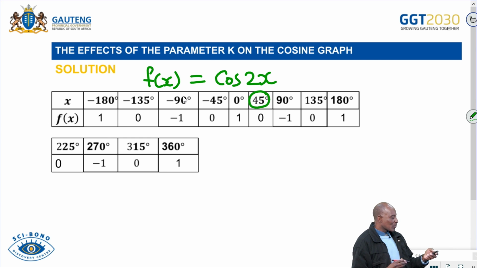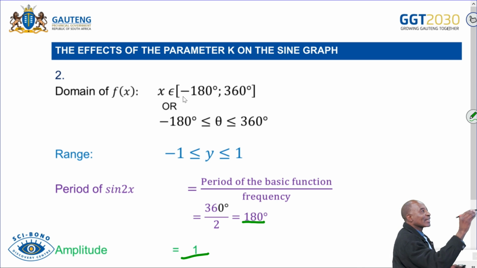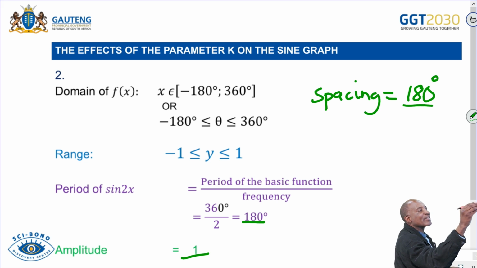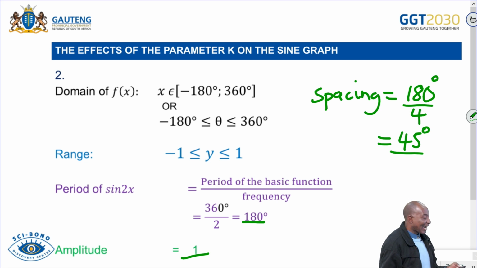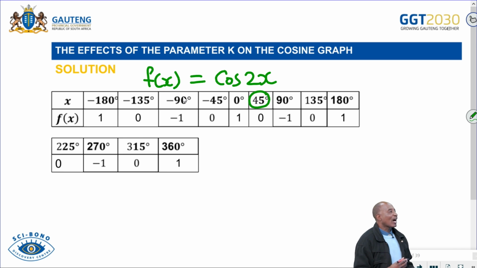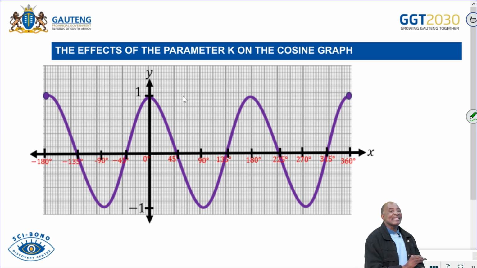Maybe I must go back and quickly explain why you use the 45 there. For my spacing, I took the new period, which is 180 degrees for the new graph. You divide by 4, then it will give you that 45 degrees. That's why I spaced out using 45. Then for the cosine graph, again, I'll use the 45 degrees. Then I'll come up with this new table now, from negative 180 to 360 degrees.